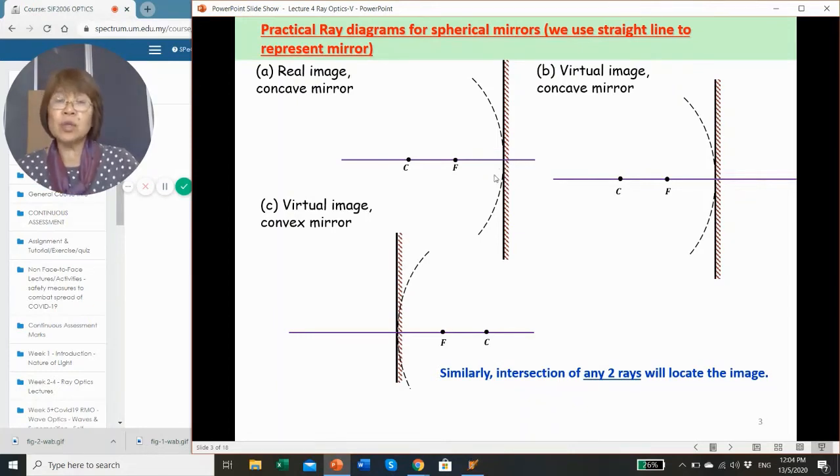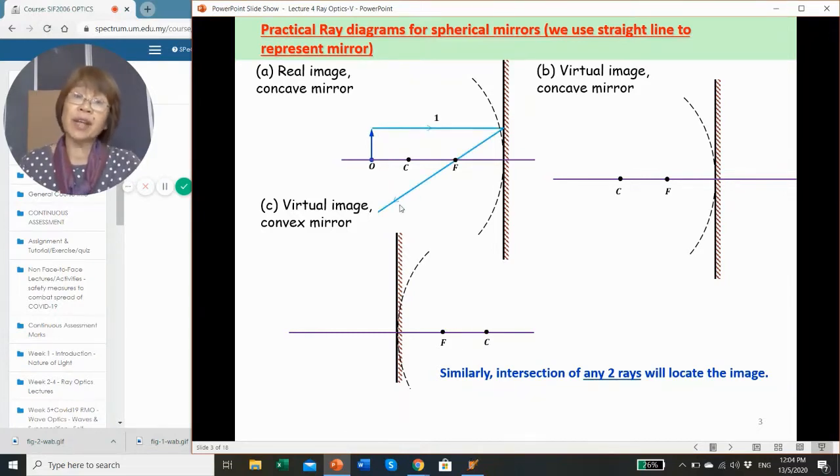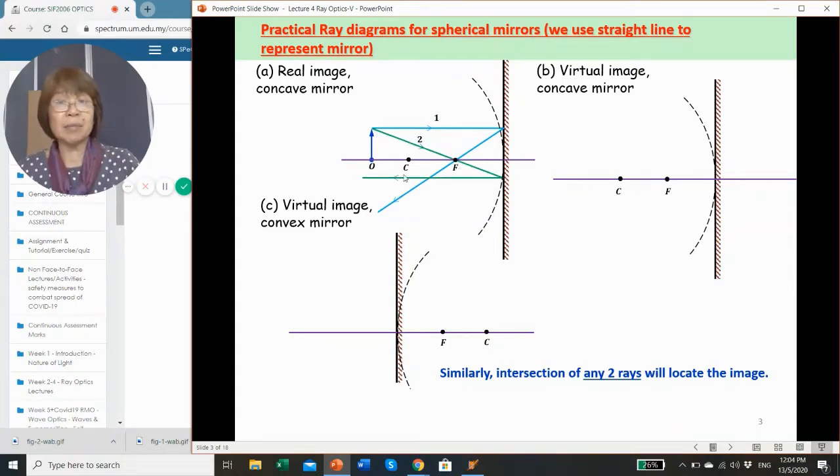So we do the same thing. Now, you're given an object over here. You draw the first ray, parallel, reflected, passing through the focus point. You draw the second ray, passing through the focus point, getting reflected parallel to the optical axis. We only need two rays to locate the image. So the intersection point here will help you to locate the image.